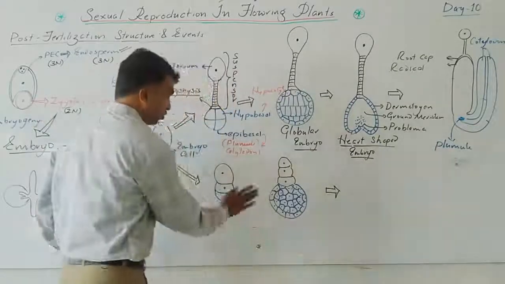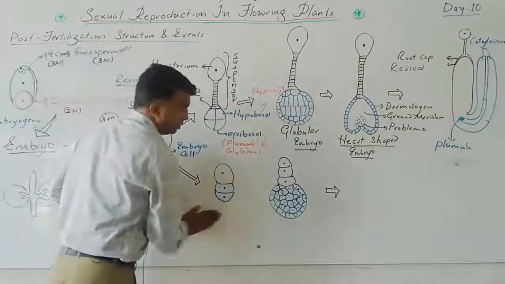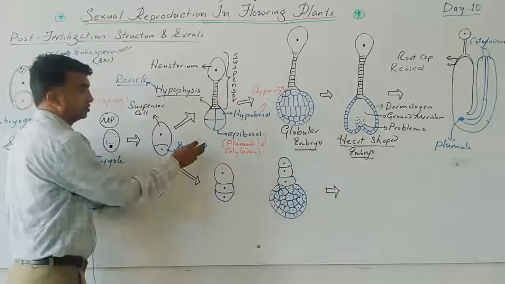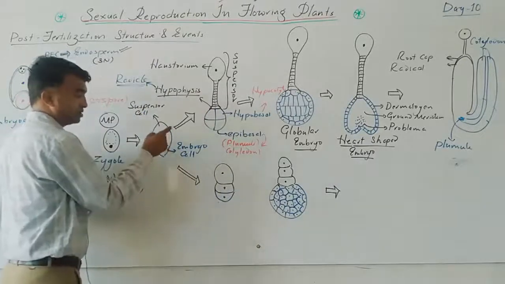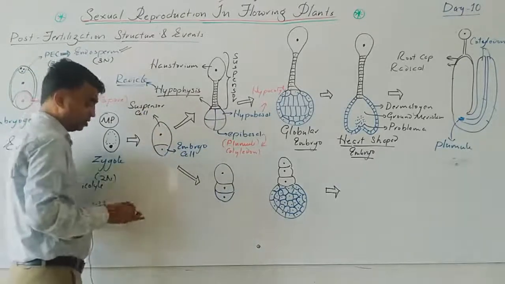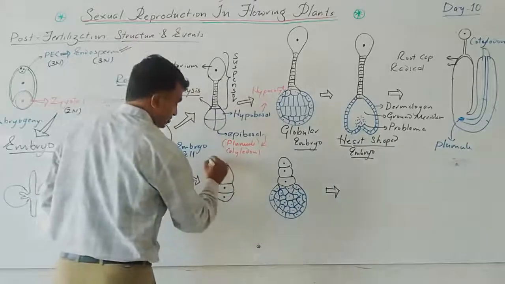Now when you take a monocot one, the initial development is the same. The zygote divides into two cells, a suspensor cell and an embryonic cell. So this is a suspensor cell.